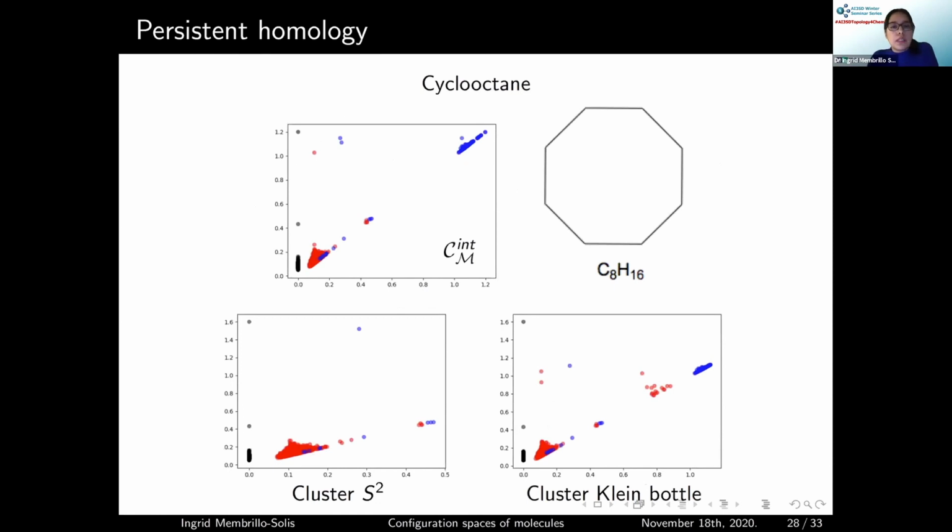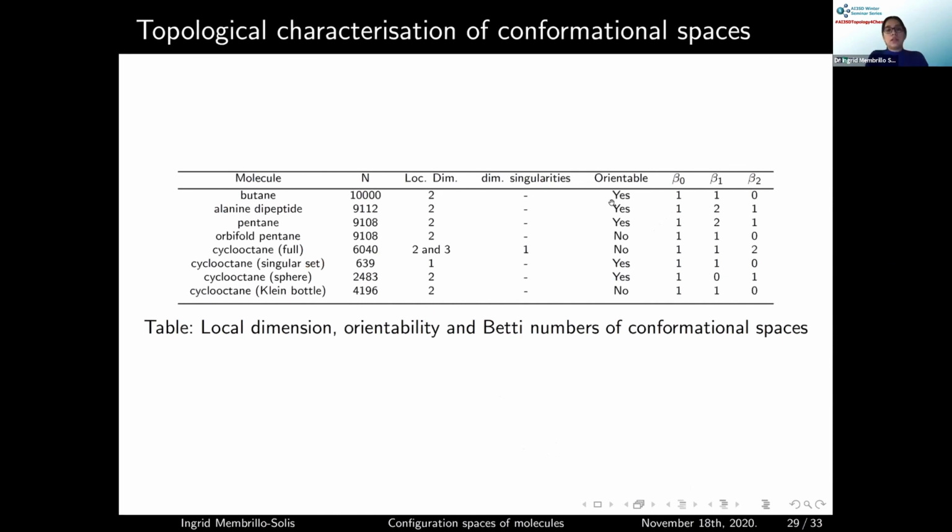Okay, so now in the case of cyclooctane, again, we obtain the persistent homology, either for the whole set or when we split into clusters, and we can see that the topology of these spaces is clearly different. And I have here a quick characterization of these properties: local dimension, number of singularities, whether it is orientable or not, and the Betti numbers.